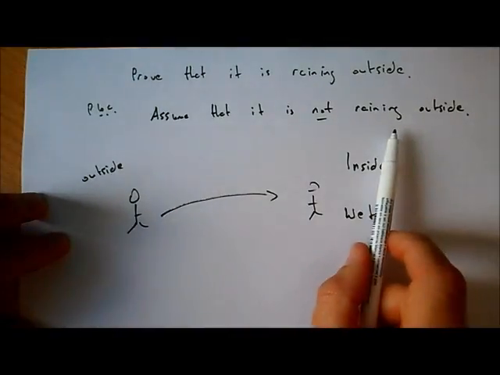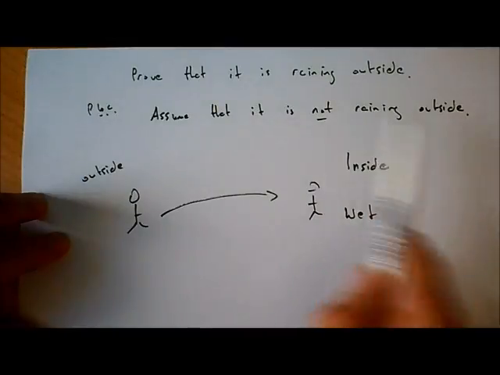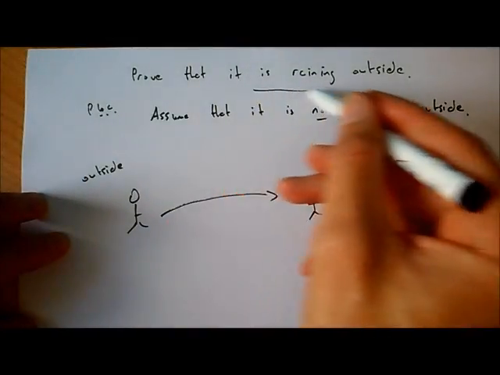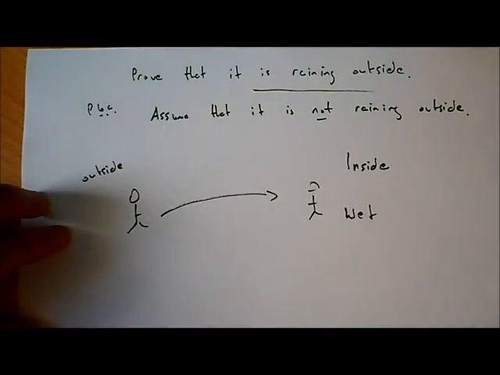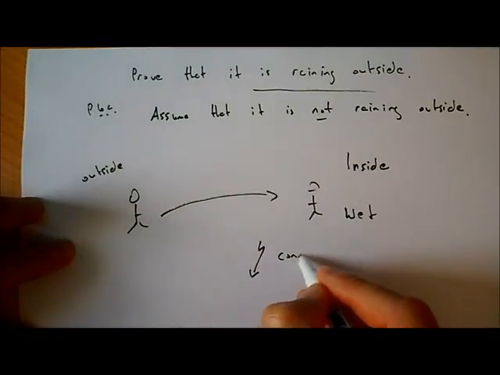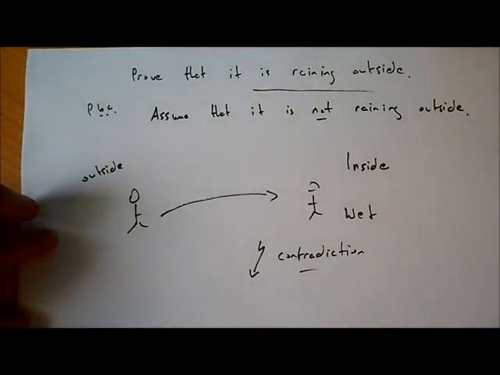So our assumption now must be false. Our assumption was that it's not raining outside. So the opposite of our assumption must be true. That means it is raining outside, which is what we were after proving. Just one side note: in maths, the symbol for a contradiction is like this lightning strike. It's a symbol for a contradiction.